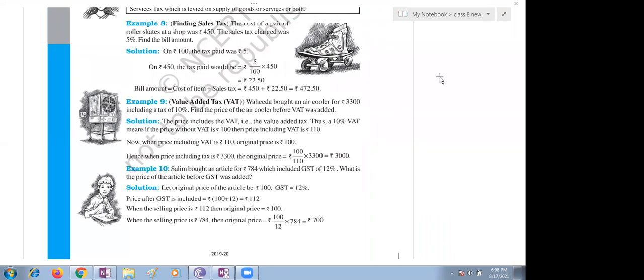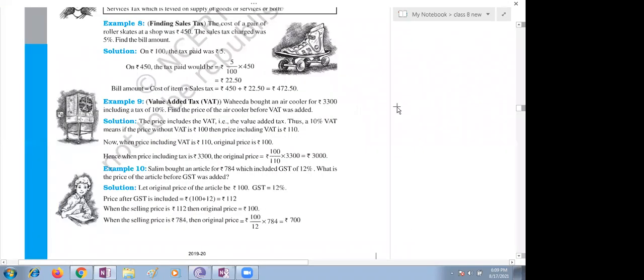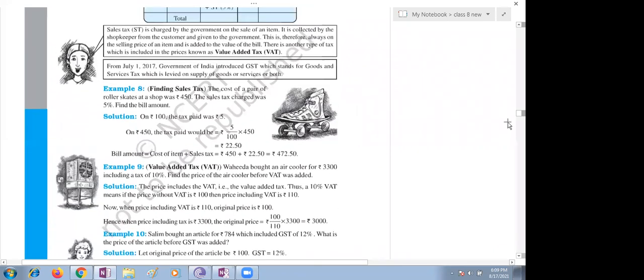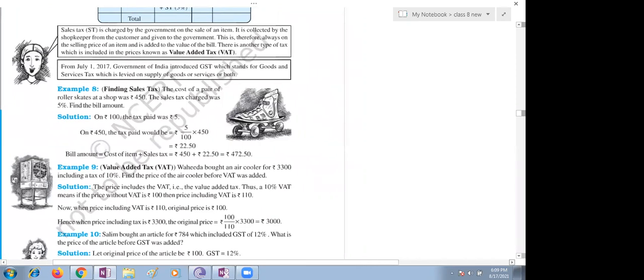What is 5% of 450? 10% means 45. I said yesterday you just convert it as 10%, then take half of 10%. Half of 10% means you will get it very fast. Half of 45 is 22.50. So 450 plus 22.50.